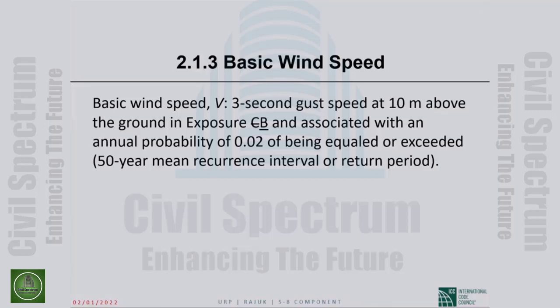BNBC has renamed them A, B, and C. So what is B in AC7 is exposure A in BNBC. What is C in AC7 is B in BNBC, and what is D in AC7 is C in BNBC. That has caused me personally a lot of confusion.